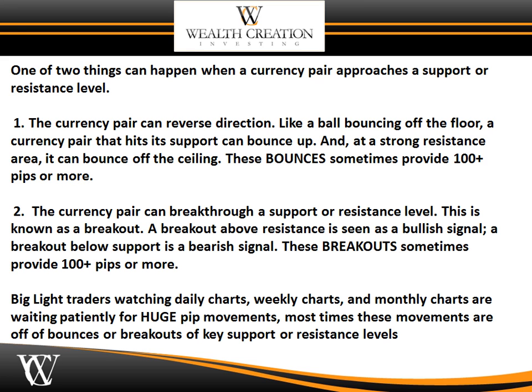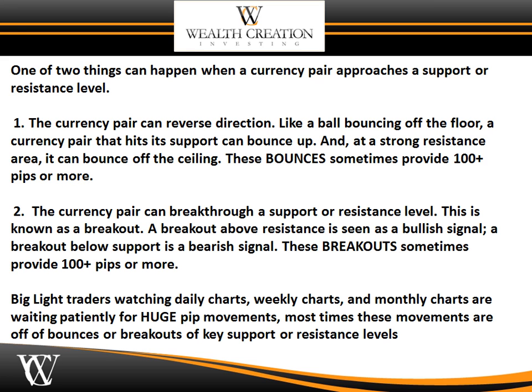Number 2, the currency pair can break through a support or resistance level. This is known as a breakout. Now, this breakout above resistance is seen as a bullish signal, and when it goes below a support, it's a bearish signal. These breakouts sometimes provide 100 pips or more, especially if it's around a 2 out of 3 or 3 out of 3 channels.